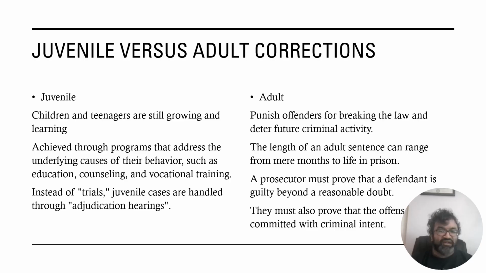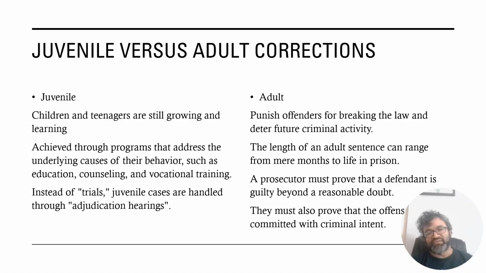So how about corrections? Where's the difference? With juveniles, children and teenagers are still growing and learning, and that's the underlying concept as to why some of these differences exist. Rehabilitation is achieved through programs that address the underlying causes of their behavior, such as education, counseling, and vocational training. So these are the focus. So instead of trials, juvenile cases are handled through adjudication hearings. Adult, there's punishing offenders.